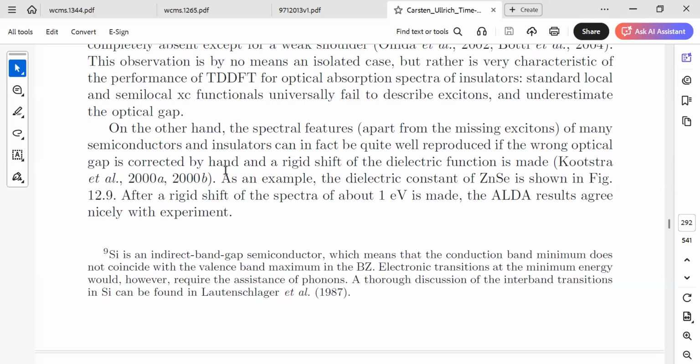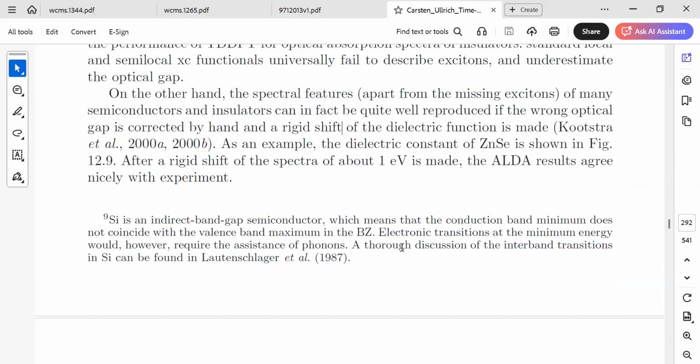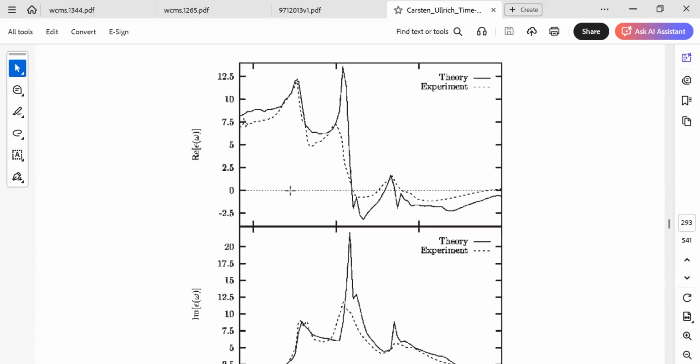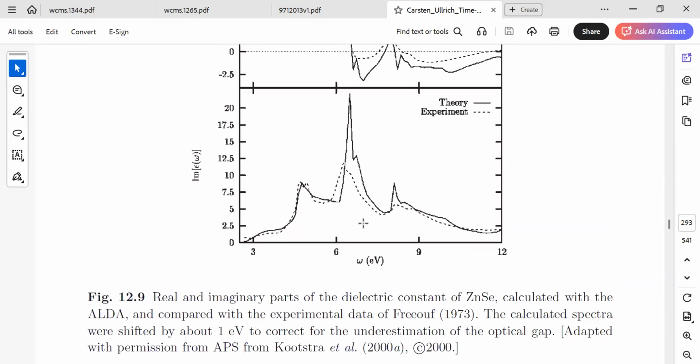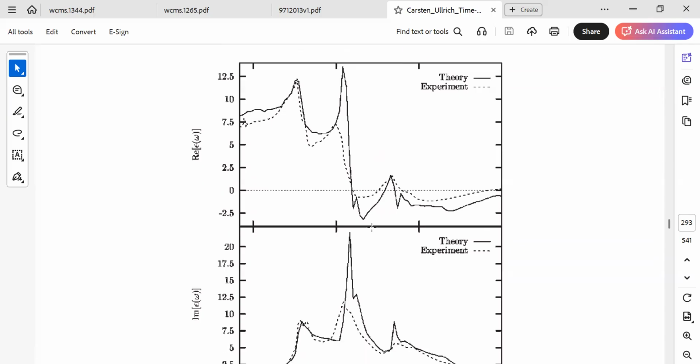As an example, the dielectric constant of ZnSe is shown in figure 2.12.9. This is the figure where the dielectric constant for the material ZnSe is calculated, and here is the comparison of experiment and theory. You can observe that the dotted line is the experimental result, and the solid line is the theoretical result.